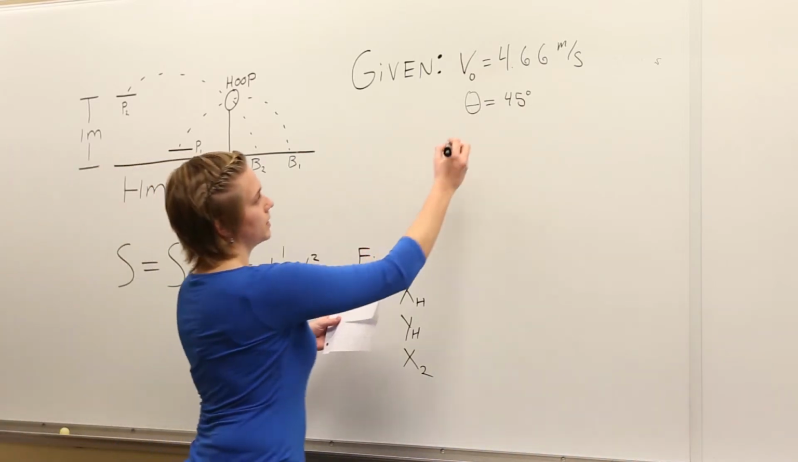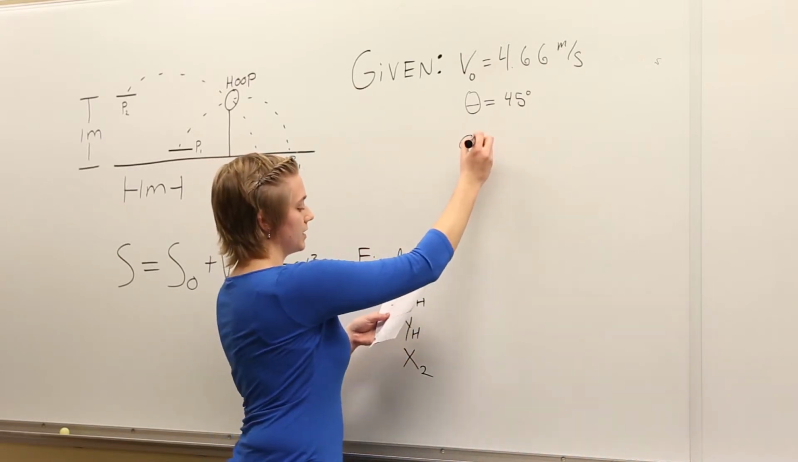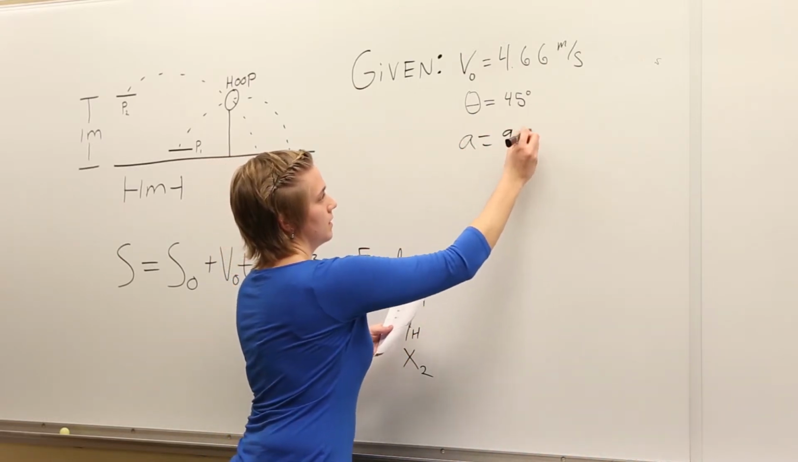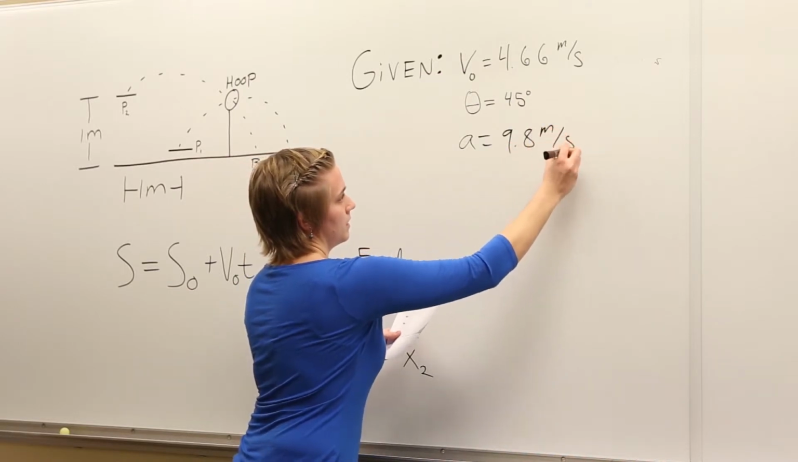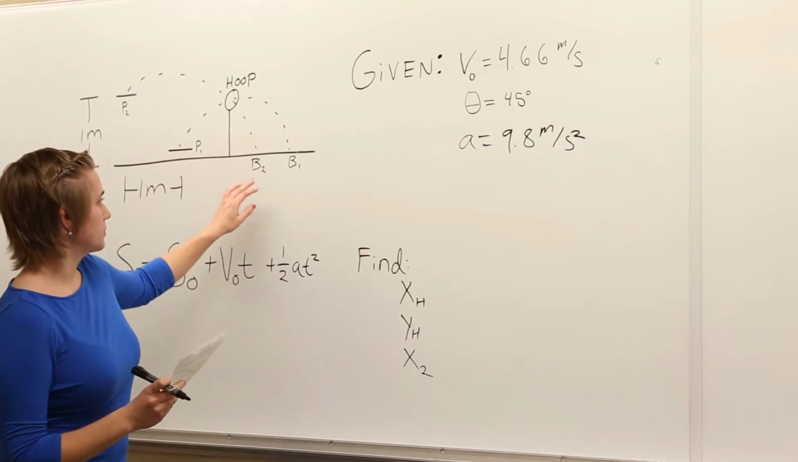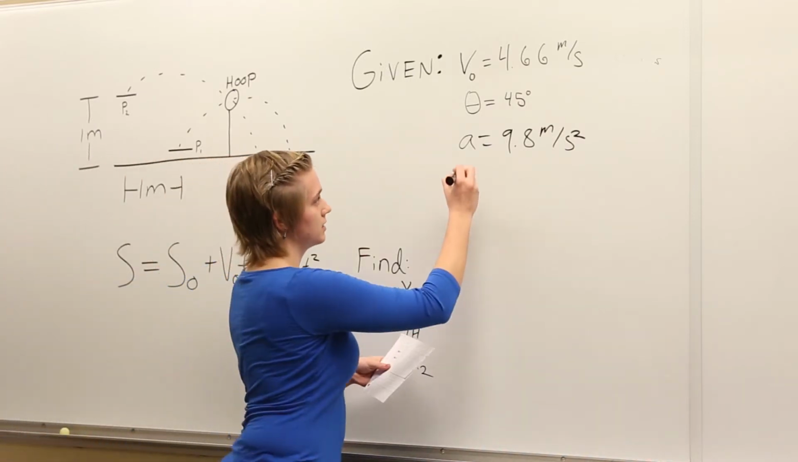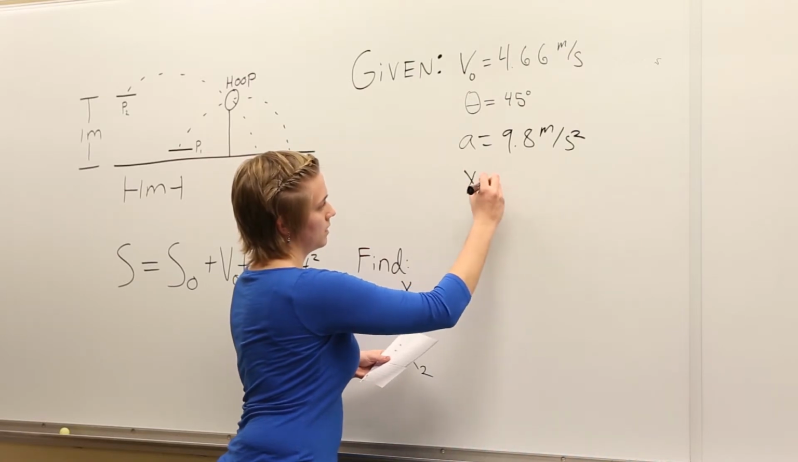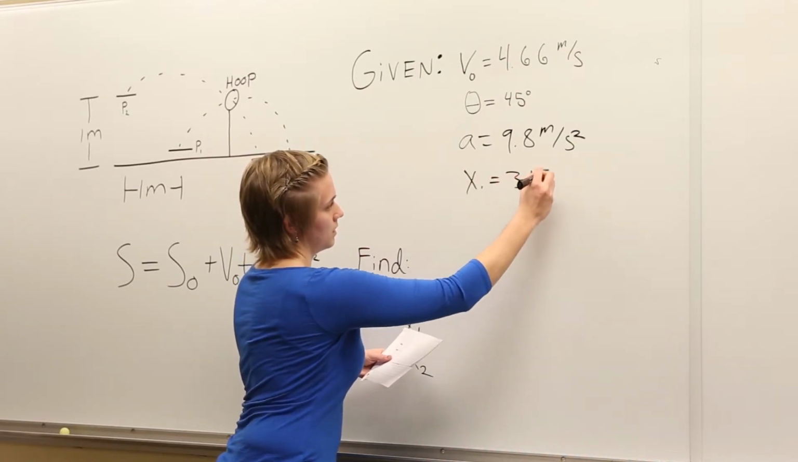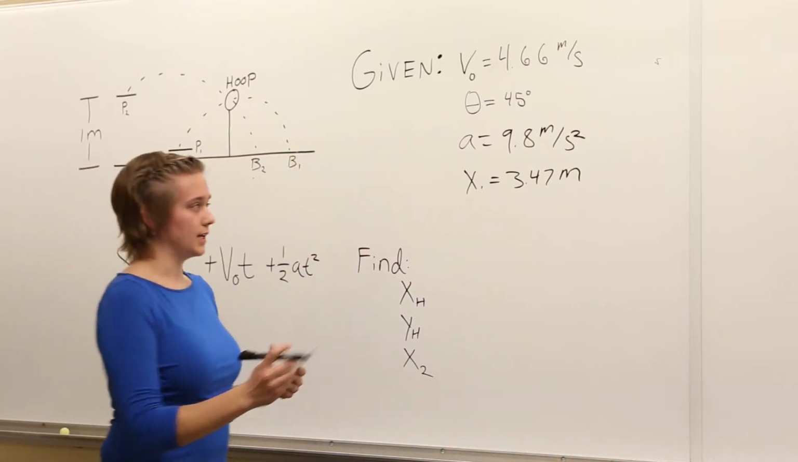So we know that acceleration equals 9.8 meters per second squared due to gravity. We know that the landing position for projectile 1 is 3.47 meters. And then we know the starting positions for both of the cannons.